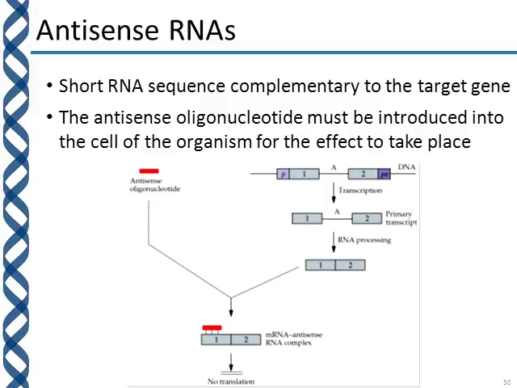On the right side of this diagram shows the normal series of events where you have the DNA, which is transcribed to generate the primary transcript. It undergoes RNA processing to result in the messenger RNA. This messenger RNA can then bind the antisense oligonucleotide. The binding of this oligonucleotide prevents the translation of the message, so there is thus no translation of the resulting protein.